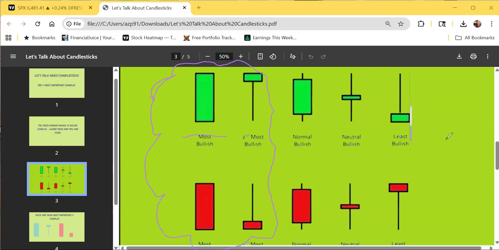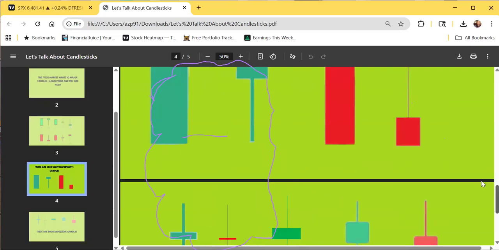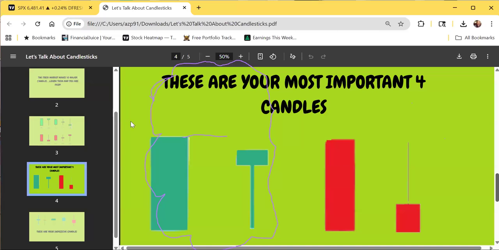All right. Now I'm going to move to the next slide, which would be my last slide. Okay. This is the same thing right here. These are your most important candles. It's your solid bullish candle, your bottom tail candle, which indicates upward movement, your solid bearish candle, and then your top tail candle, which indicates a reversal or downward movement.